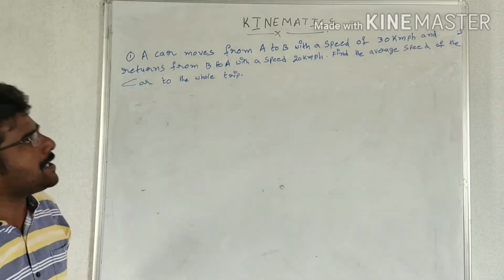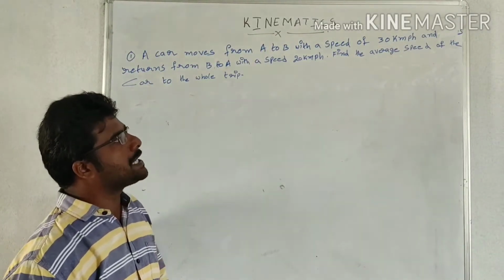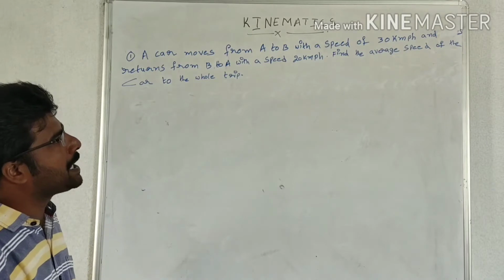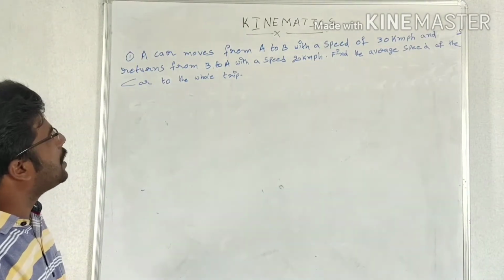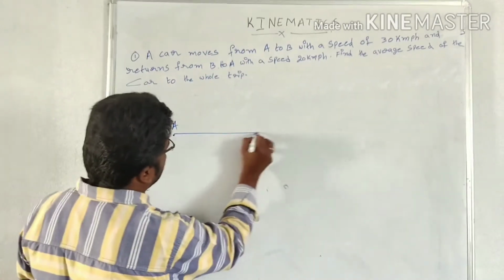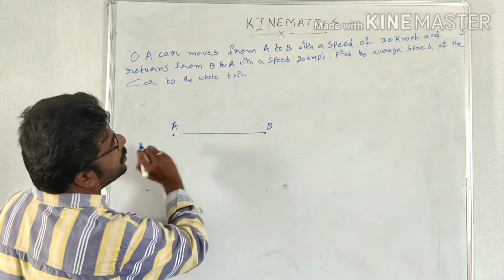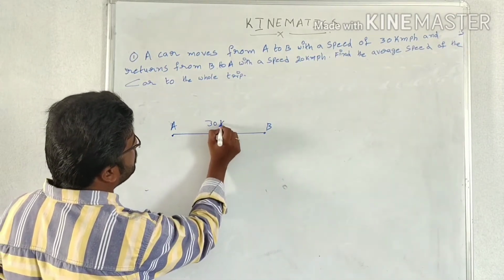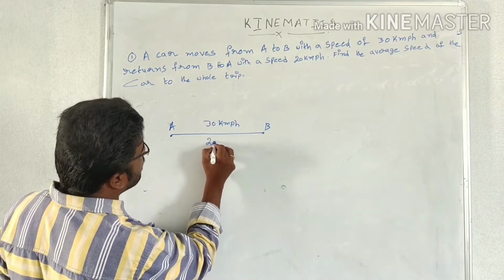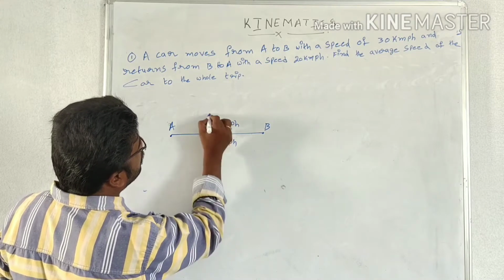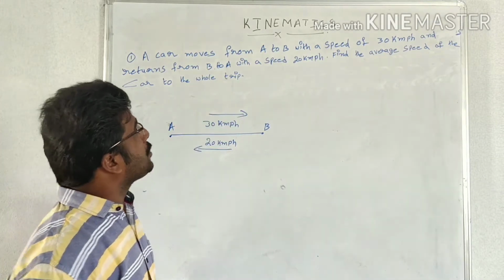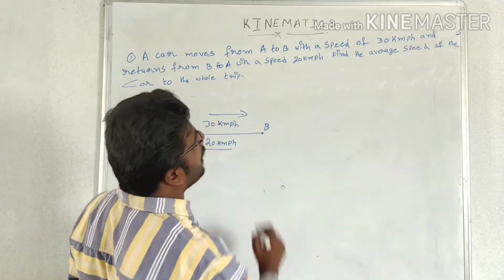A car moves from A to B with a speed of 30 km per hour and returns from B to A with a speed of 20 km per hour. Find the average speed of the car for the whole trip. So let us consider this is A and this is B. A to B it is 30 km per hour, B to A it is given as 20 km per hour. Now we want to calculate the average speed.